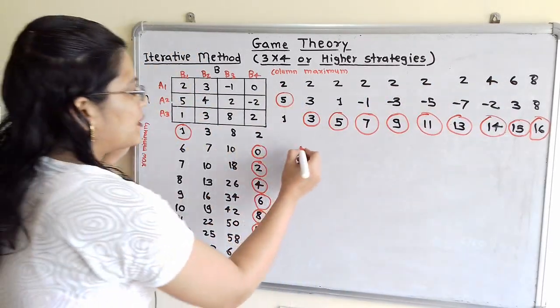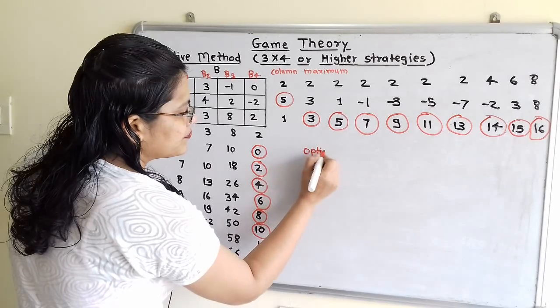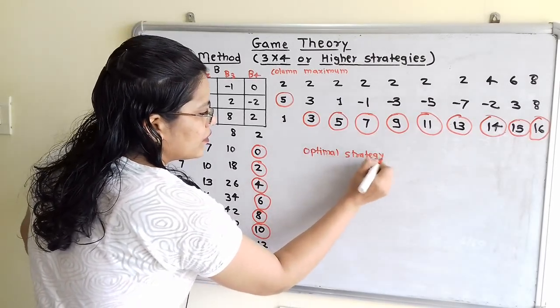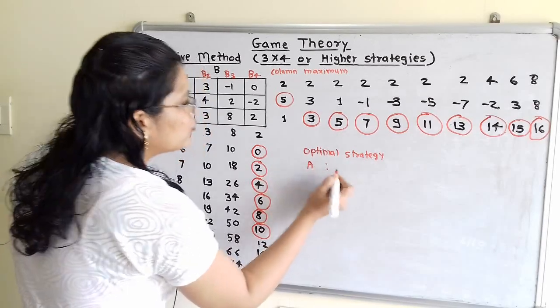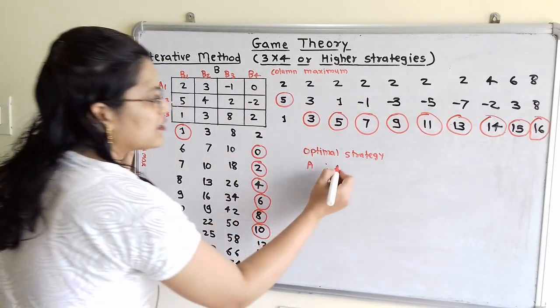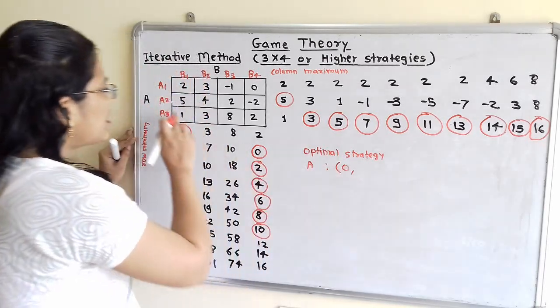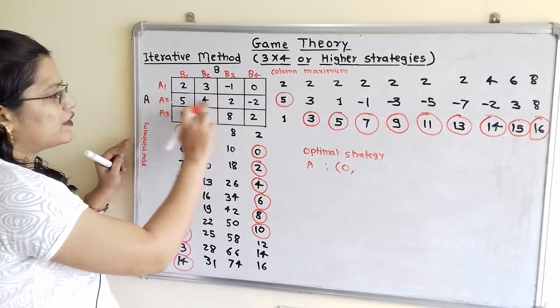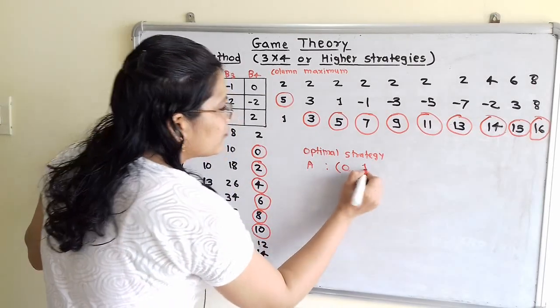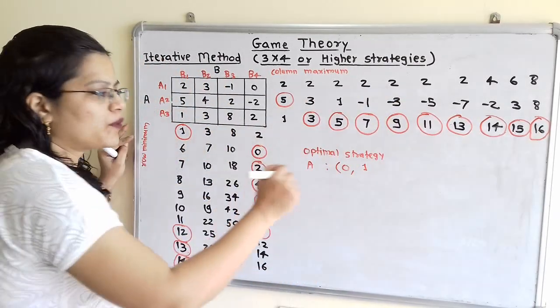So here optimal strategy for A. So how to write? So for strategy A1, no any number is circled. So I will write 0. Then we have to take A2. So A2 is only one number is circled, but we have taken here the 10 number of iterative.